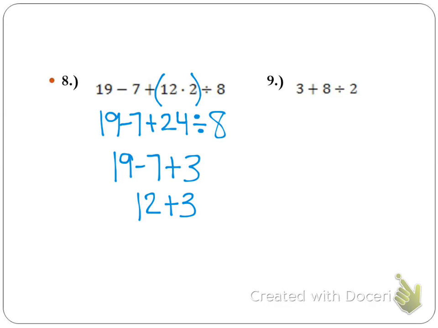Okay, you would get a different answer if you did the addition first. 19 minus 7 is 12. Then we still have to add the 3 and we get 15. Beautiful.